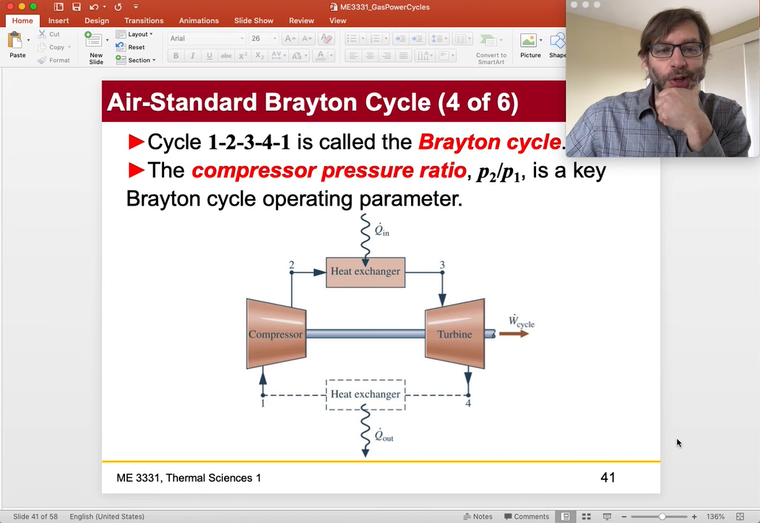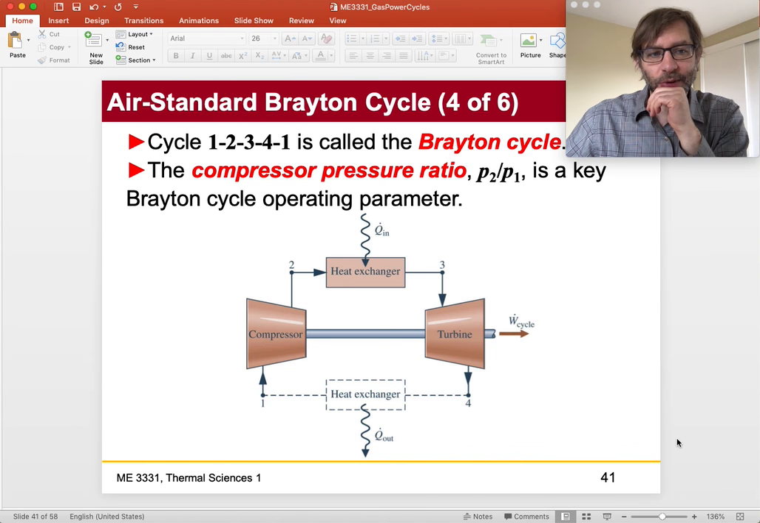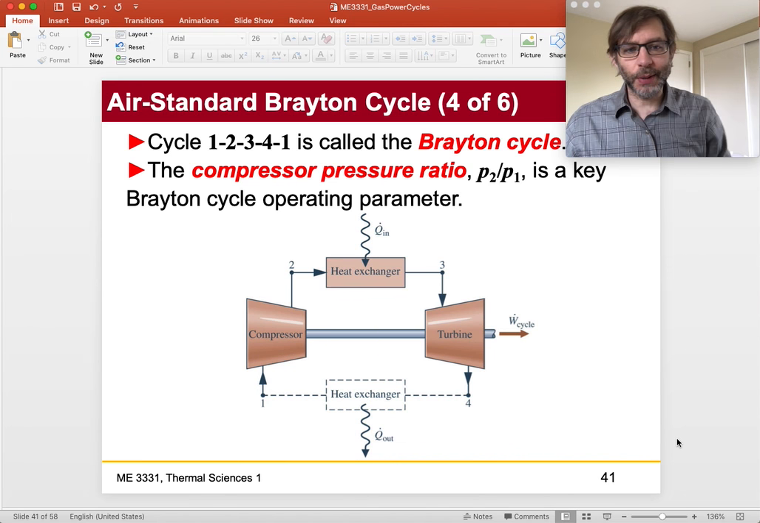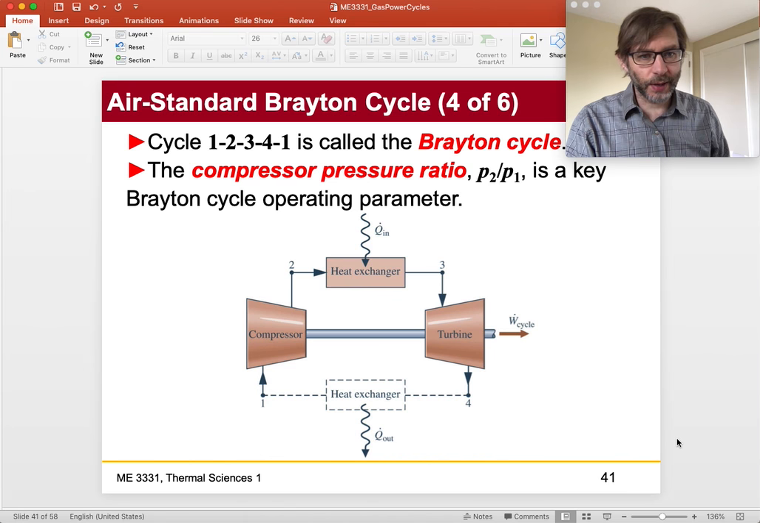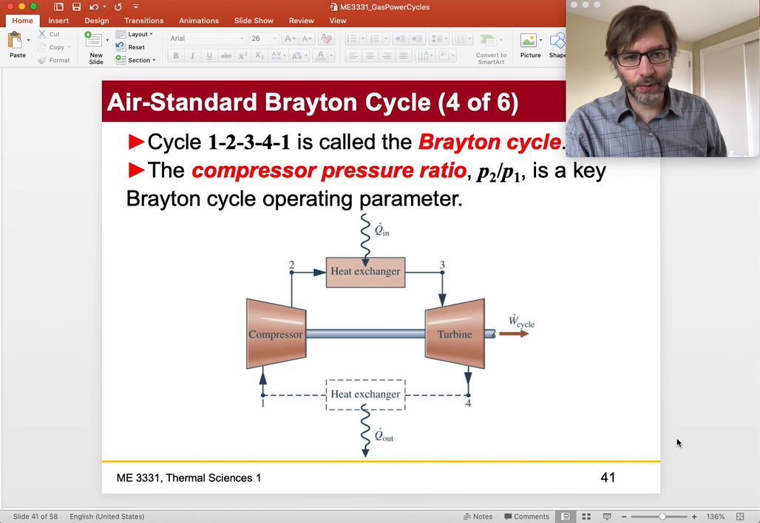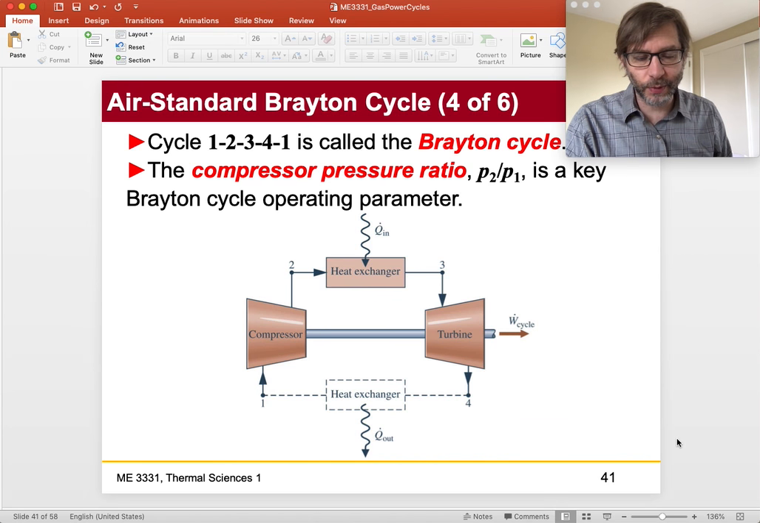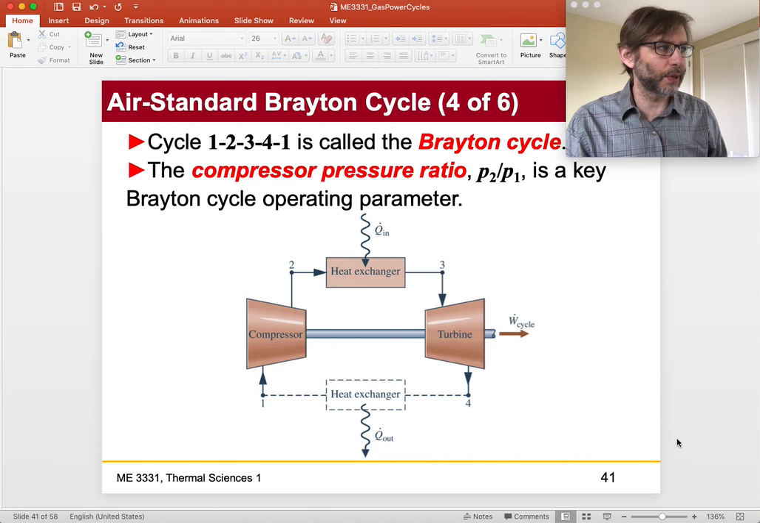The other thing we're going to do is talk about the pressure ratio and how that affects the efficiency of the turbine. And then the third thing we're going to talk about is irreversibilities, just like we did with the Otto cycle and with the Rankine cycle. Just talk about what irreversibilities there are, common irreversibilities, and how we model those.